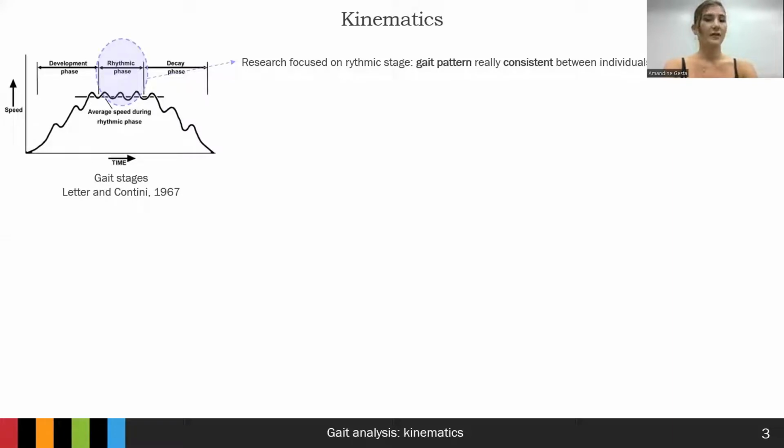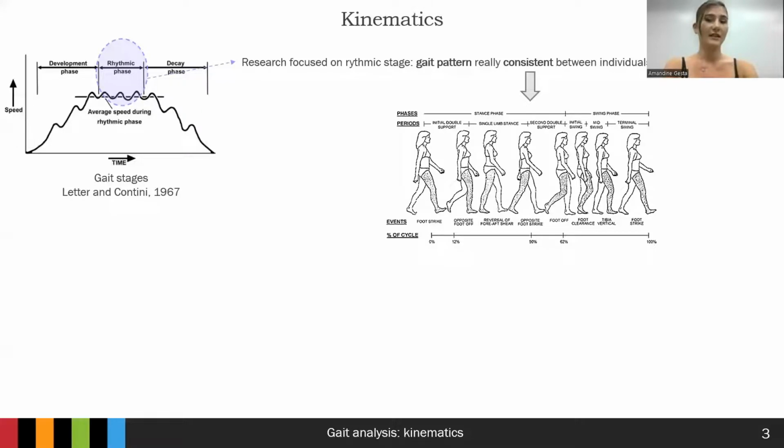They found that the gait pattern is really consistent between individuals during this phase. And then they defined a gait cycle, which is something that can be repeated during all the walk. So here is an example of the gait pattern. And because it's consistent between individuals, they decided to normalize the time reference in percentage to be generalized to every single individual. So here you can see that the gait is divided into two main phases.